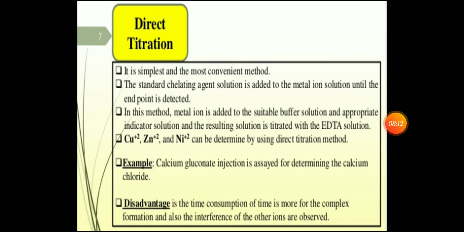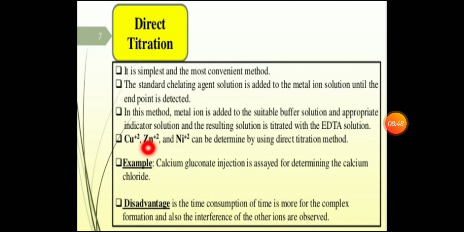First of all, we'll see the direct titration. It is the simplest and the most convenient method. A standard chelating agent solution is added to the metal ions in solution until the end point is detected. In this, the metal ions are added to a suitable buffer solution and appropriate indicator solution, and the resulting solution is titrated with the EDTA solution.